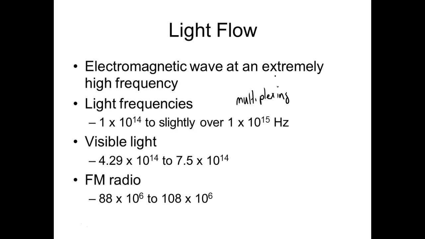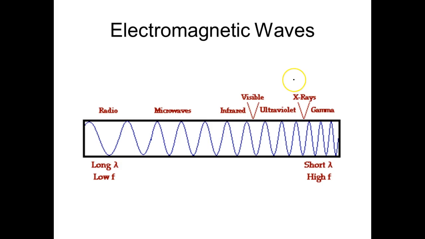So visible light, we can modulate light too. I mean, if we can modulate light, then what can we do? We can send information with light. And that's what we do with fiber optics. We modulate the light. So this is electromagnetic waves.